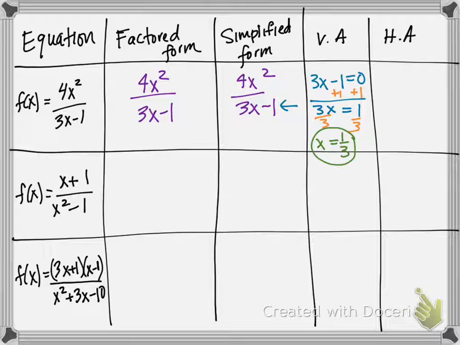For the horizontal asymptote, we're going to compare the numerator and denominator's exponent, and we notice that the numerator's exponent is larger than the denominator's, and therefore there is no horizontal asymptote.